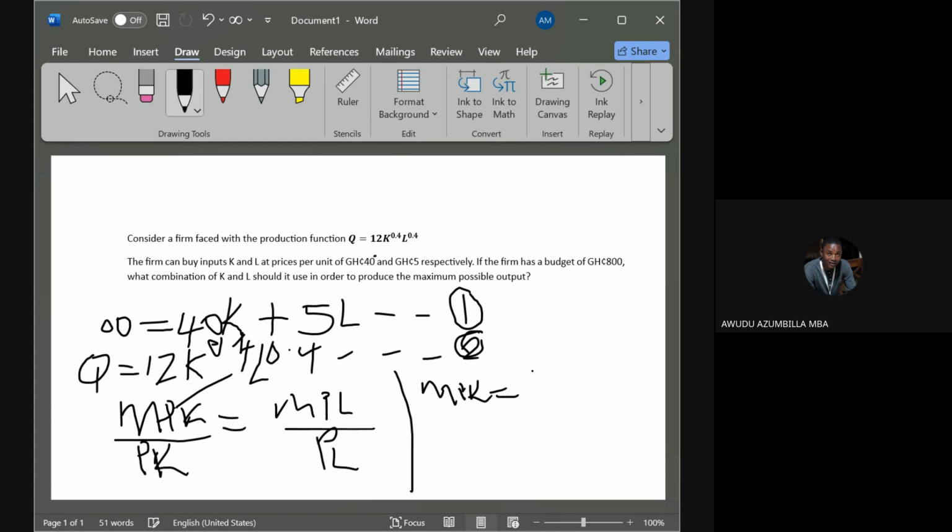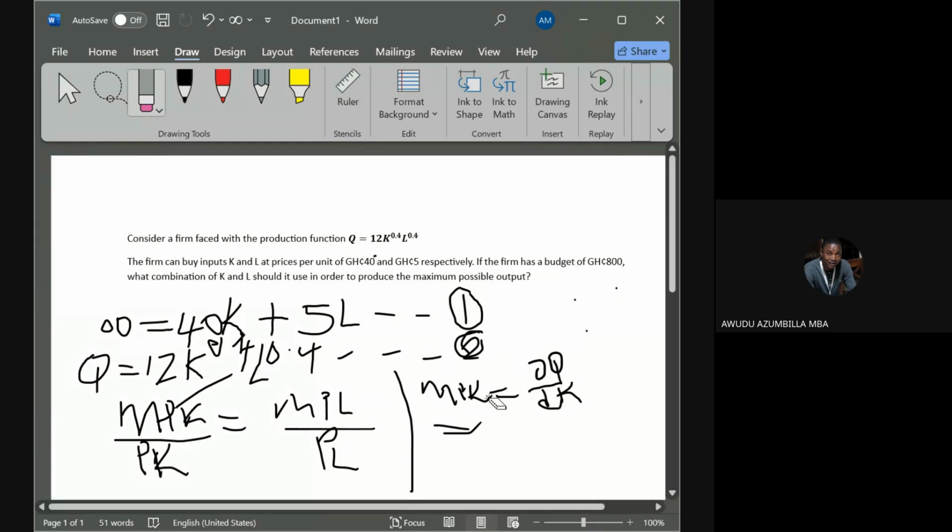is the same as the partial derivative of output with respect to the partial derivative of capital. So we are going to differentiate the output. Where is the output? The output is this. Q is equal to 12K raised to the power 0.4, and then L raised to the power 0.4. That is why we are going to differentiate. So let's do the differentiation together using this.